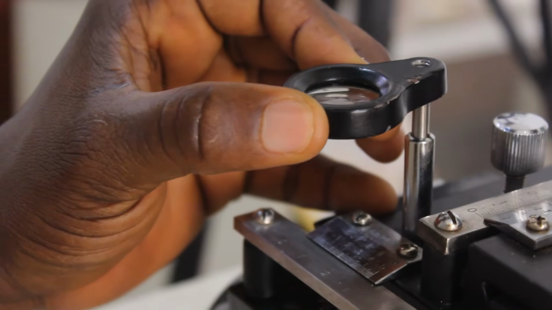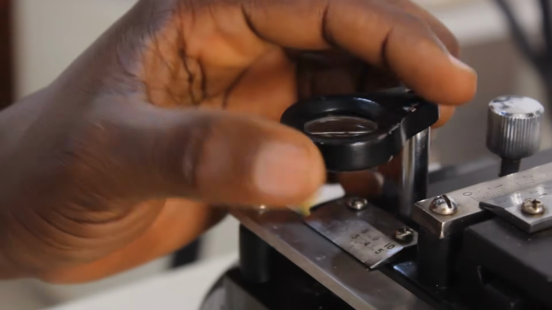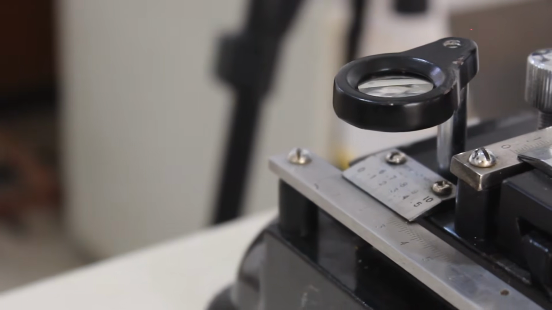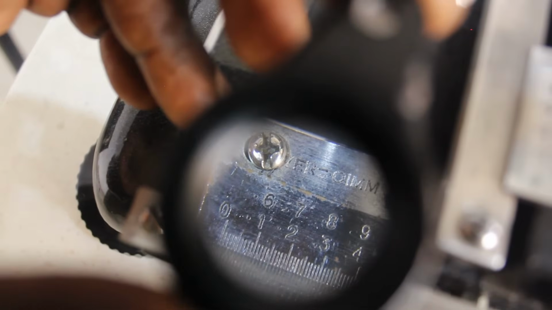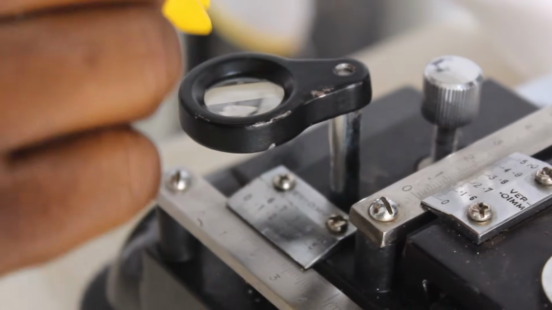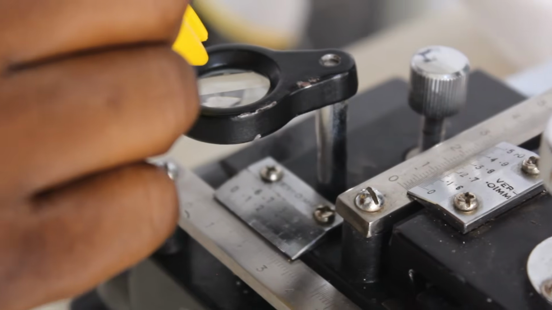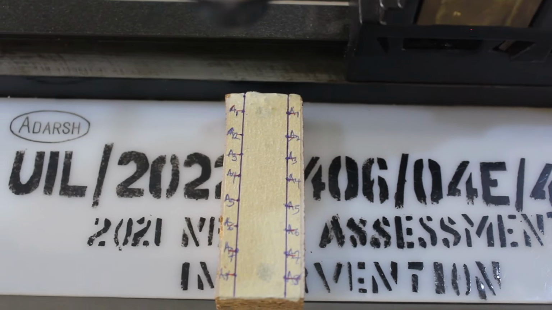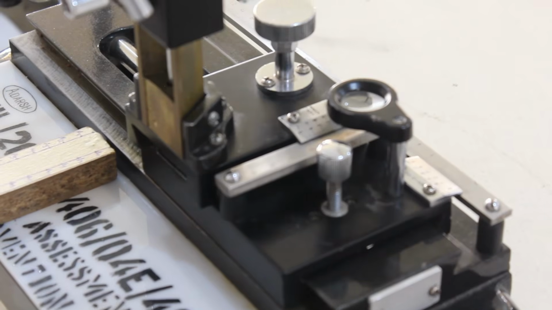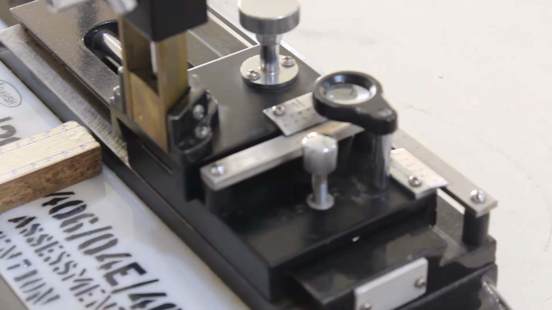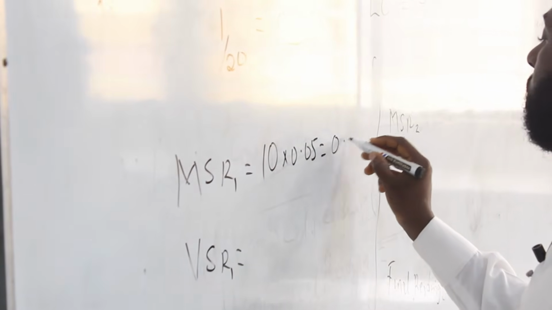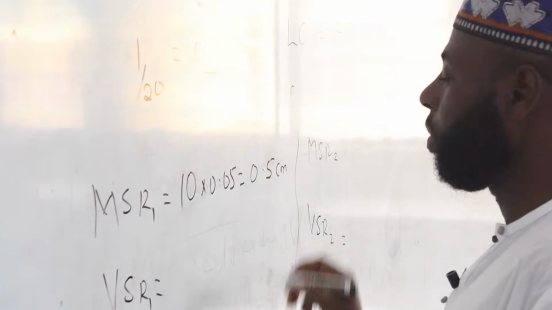A closer look at it, you find out that it is on the 10 marking, which is going to be 0.5. That is 10 multiplied by 0.05 will give us 0.5. So our main scale reading is on the 10 marking, and we said one division is 0.05. So this will give us 0.5 centimeter.